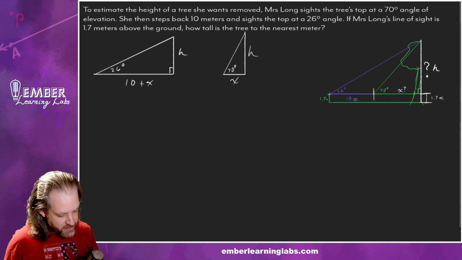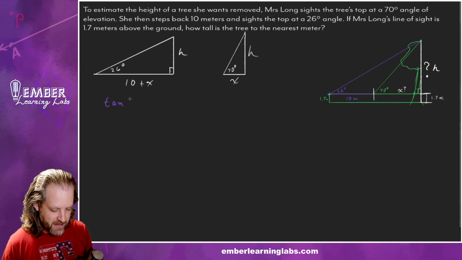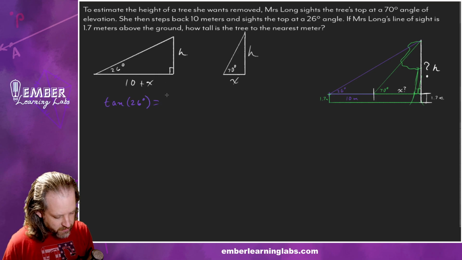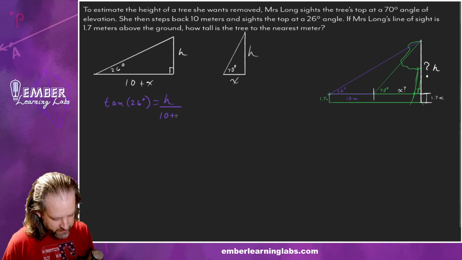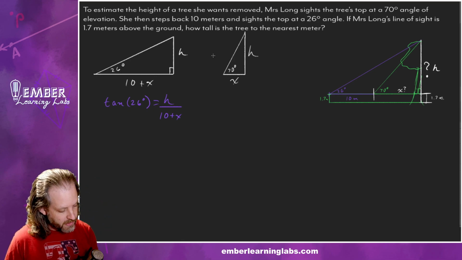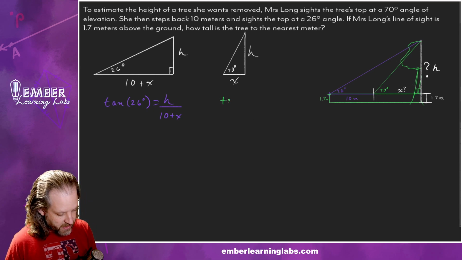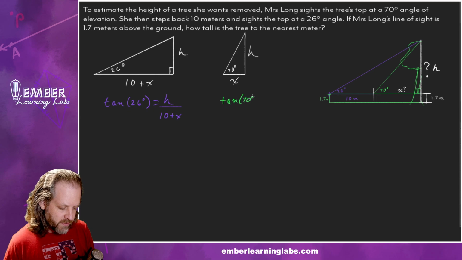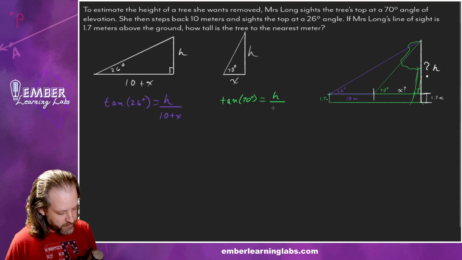We'll let our colors match what we did here. So let's do this in purple. So the tangent, not time, but tangent of 26 degrees equals opposite, so h, over adjacent, so 10 plus x. Great. So this triangle, which I'll do in green because that's this one over here, is the tangent of 70 degrees equals the opposite, so that's h, over the adjacent, which is x.